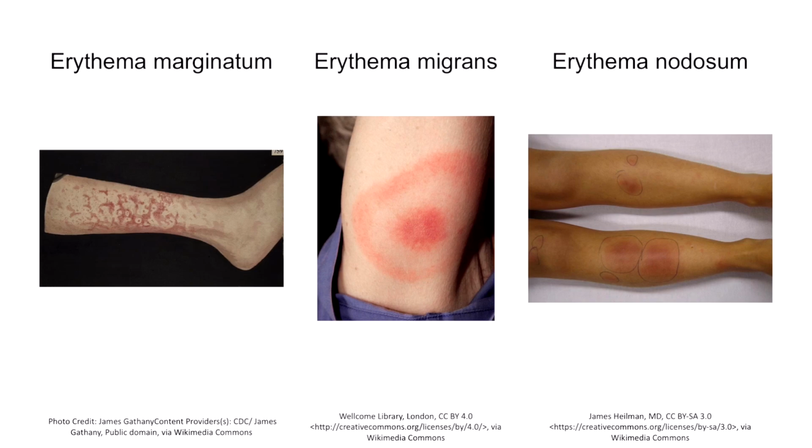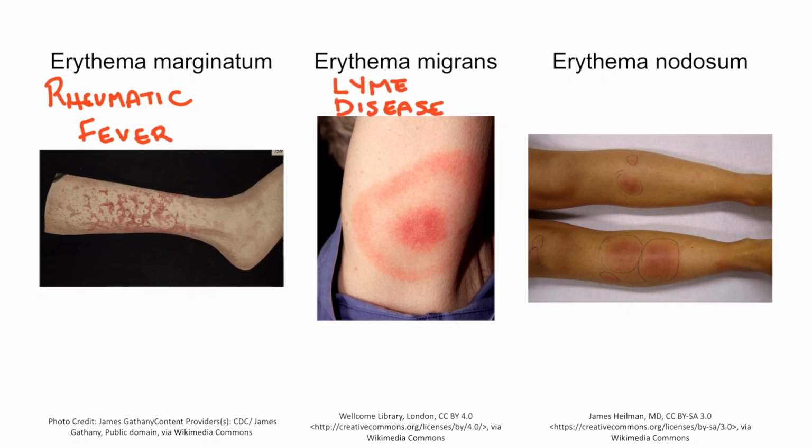Here are all 3 of the rashes side by side to facilitate comparison. As mentioned on the previous slide, erythema marginatum is an erythematous rash associated with rheumatic fever, and it's characterized by sharp margins, raised borders, and central clearing. Erythema migrans is the bullseye rash associated with Lyme disease, which we can see here. Notice that it's a flat erythematous lesion with a central clearing that makes it appear like a target. Finally, erythema nodosum is a rash characterized by painful erythematous nodules on the shins, and it's typically associated with autoimmune diseases, such as ulcerative colitis or sarcoidosis.